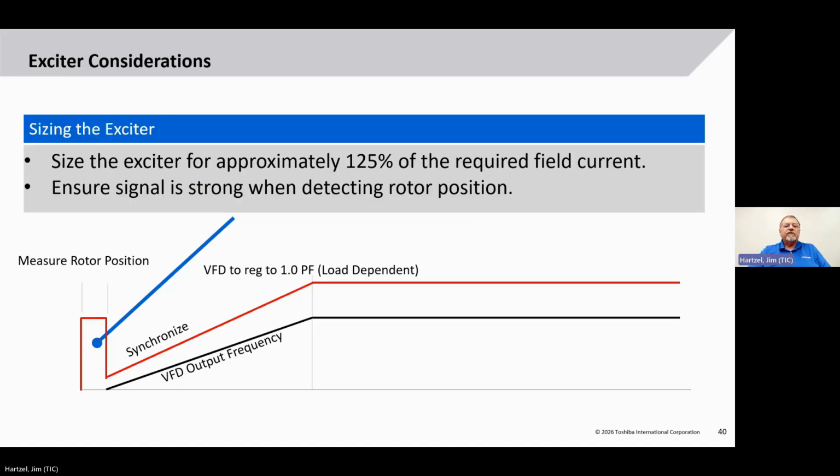Okay, one of the considerations that we have to make here when we're sizing it is if we have long leads or the leads to the field are fairly high resistance, this pulse may not be large enough. So when we're sizing the exciter, we'll typically size it for 125% of the normal field voltage rating. That makes sure that we do have enough field voltage to get this pulse so that we can read rotor position.